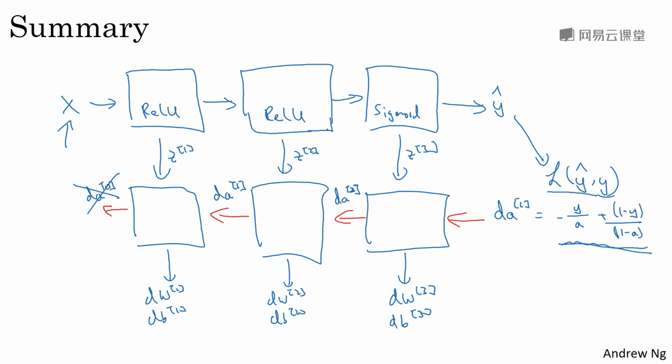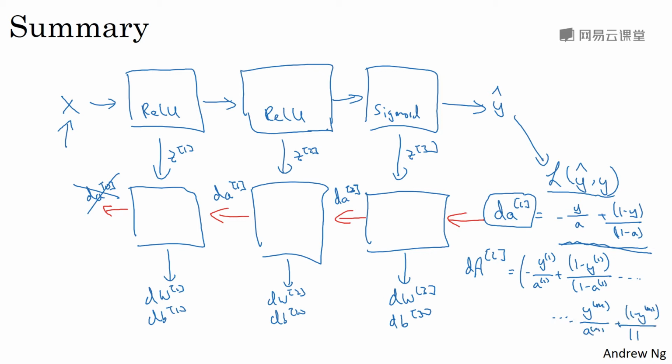And of course, if you were to have a vectorized implementation, then you initialize the backward recursion not with this, but with dA, capital A, for the layer L, which is going to be the same thing for the different examples, right: y over A for the first training example plus 1 minus y for the first training example over 1 minus A for the first training example, dot, dot, dot, down to the mth training example, 1 minus y over 1 minus A of m. So that's how you implement the vectorized version. That's how you initialize the vectorized version of backpropagation.